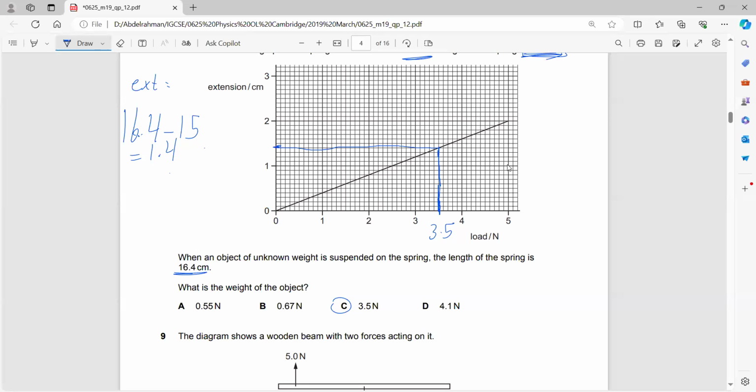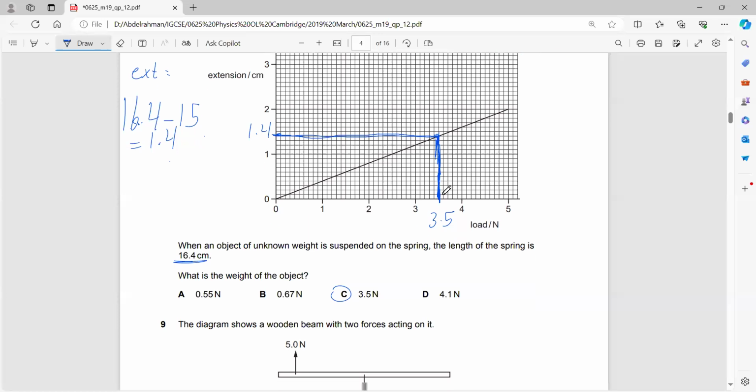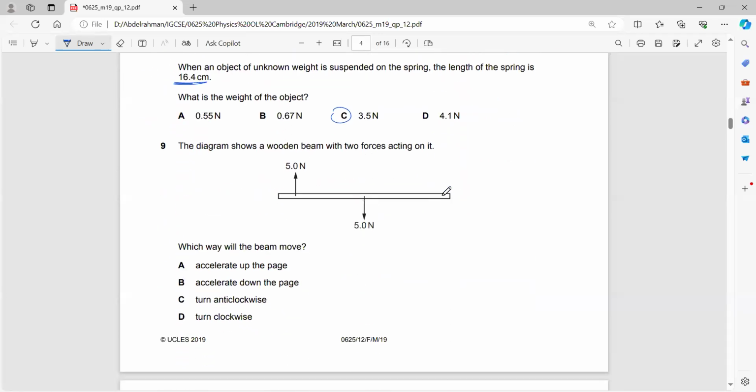From the graph, you need to draw a horizontal line from 1.4 until it reaches the curve, and then draw a vertical line until you reach the x-axis, which would be 3.5 newtons.